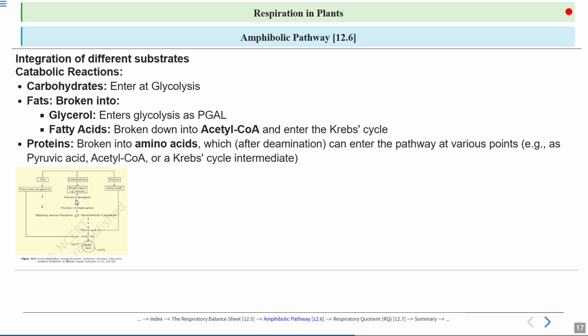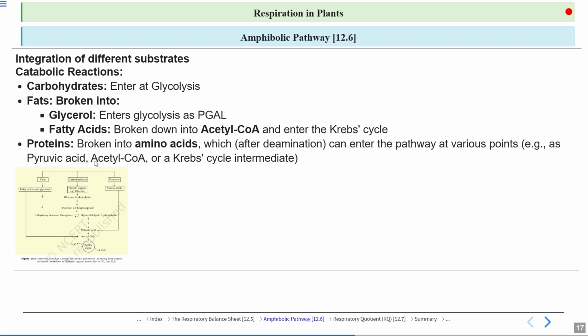If we talk about carbohydrates, which we have already studied, they are broken down into simple sugars like glucose. This glucose is then converted to glucose 6-phosphate, then to fructose 1,6-bisphosphate, and finally it enters through glycolysis, and then further there is the TCA cycle and other processes.